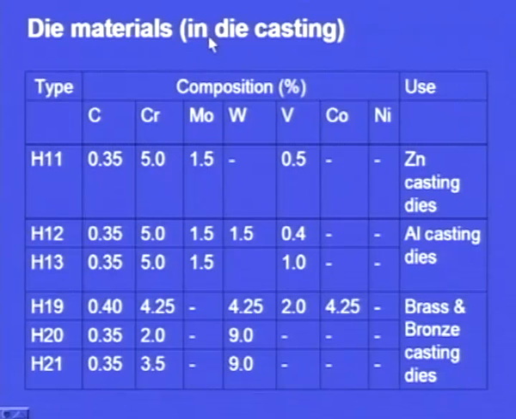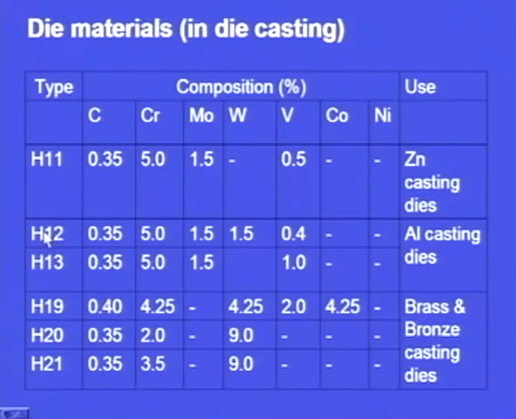Now let us see the die materials. What is this die made up of? What is the material of the die used in the die casting? There are totally 6 types of materials used. They are known as H11 steel, H12 steel, H13 steel, H19 steel, H20 steel, H21 steel.